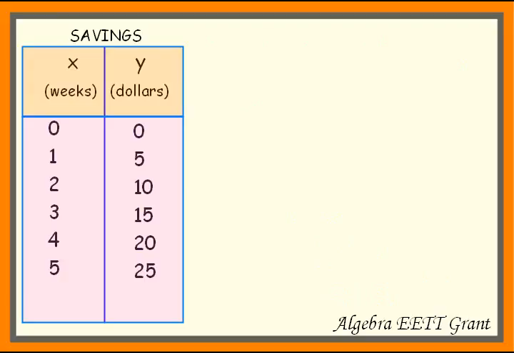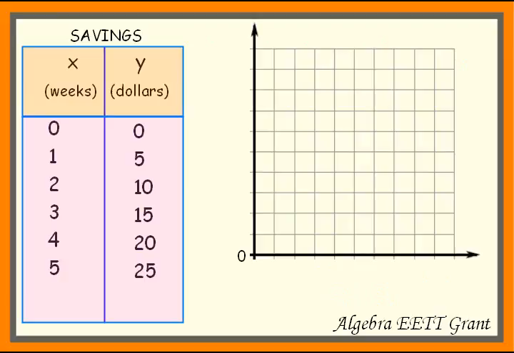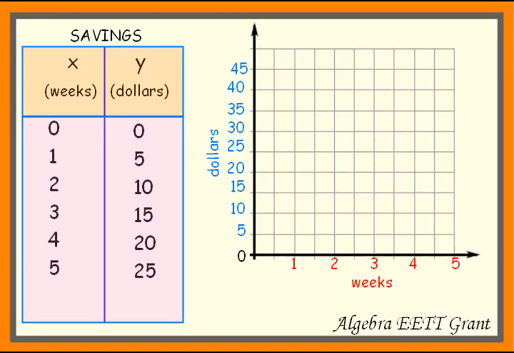Let's say we have some savings. X is the number of weeks that we've had the savings account, and Y is the number of dollars that we have in the savings account. So let's graph it and see what's going on. On our X-axis is our number of weeks, and on our Y-axis is the amount of money that we have in the account. Weeks need to go by 1 units, and dollars need to go by 5s, because we save $5 every week.